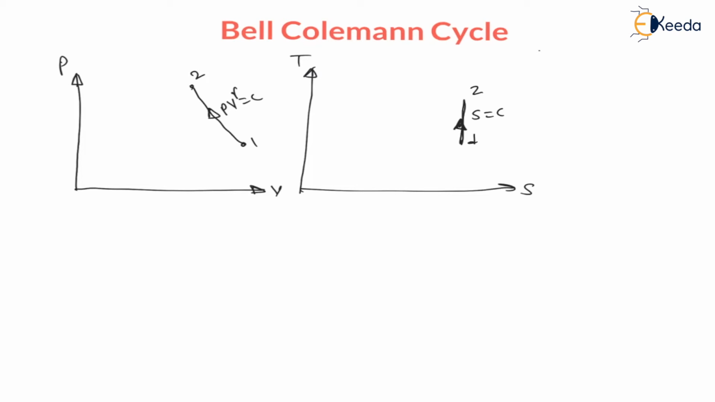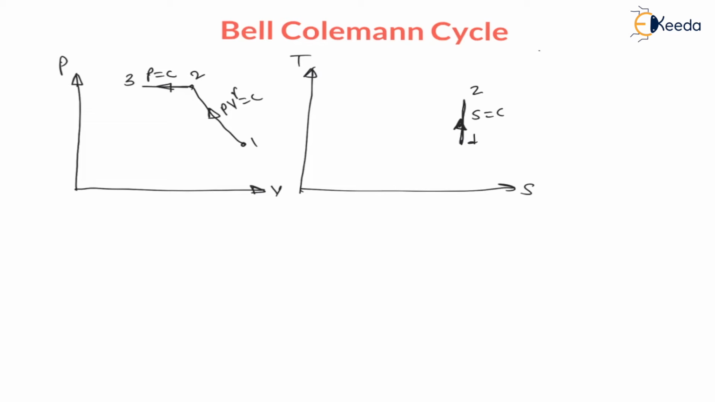After that, 2 to 3 is constant pressure heat rejection. Therefore, at constant pressure, heat is rejected and volume decreases. This is a constant pressure heat rejection at the higher pressure, that is the condenser pressure. This P2 and P3 is the condenser pressure, which is a constant pressure heat rejection process.